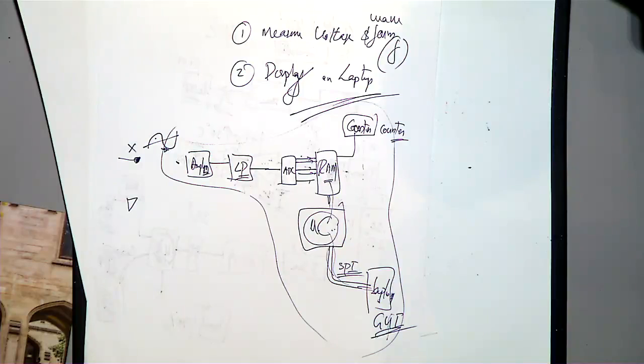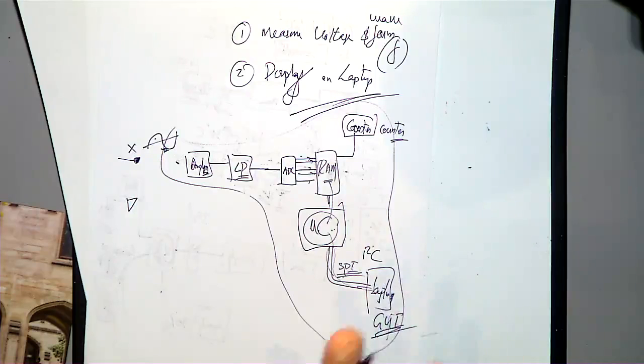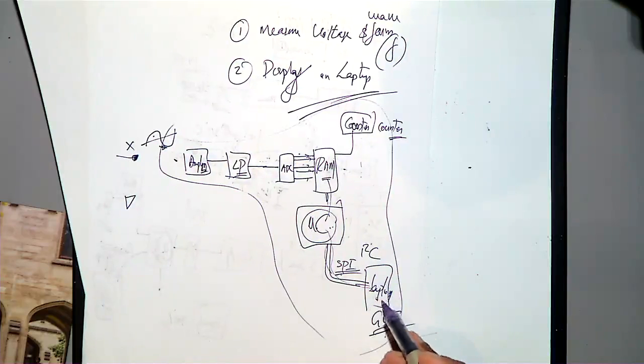And then who will do that one? You need a microcontroller for writing, and then that will control reading. And then you need a communication protocol, SPI, or some people use I2C, some protocol that will enable you to get the data into the laptop. And then you may be designing a graphic user interface where you can display the waveform.